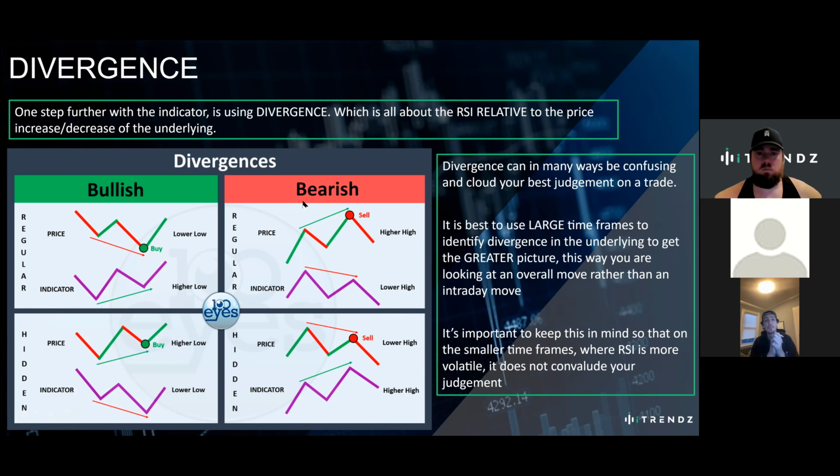So it's really important to pay attention to the fact that the bullish has to do with the lower lows or the higher lows of the indicator and the underlying, whereas the bearish has to do with the higher highs and the lower highs, excuse me. That's really important, because I've definitely seen graphics on Google with a bunch of different divergences and stuff.